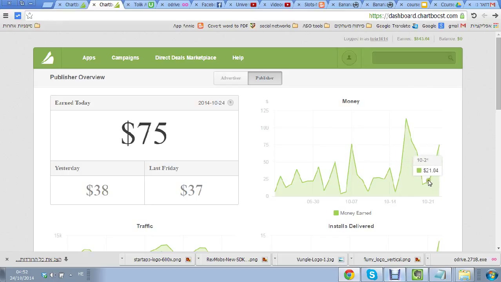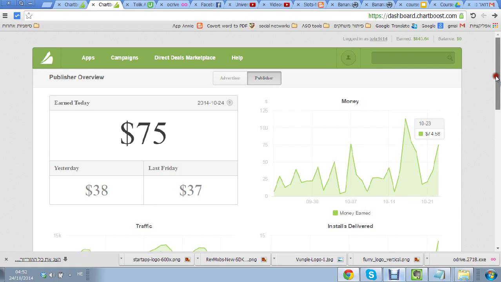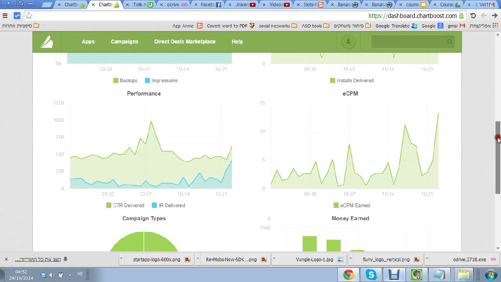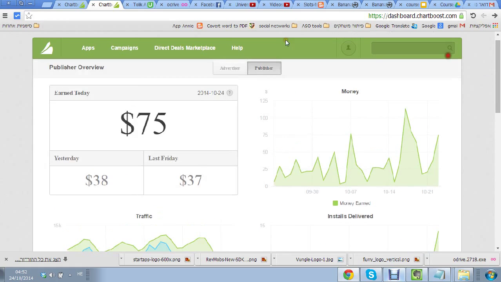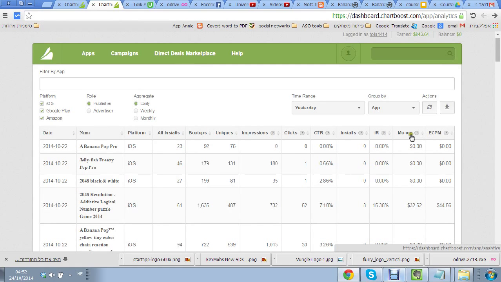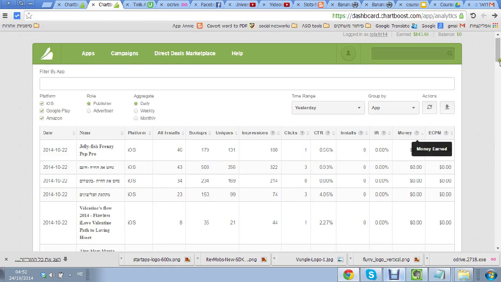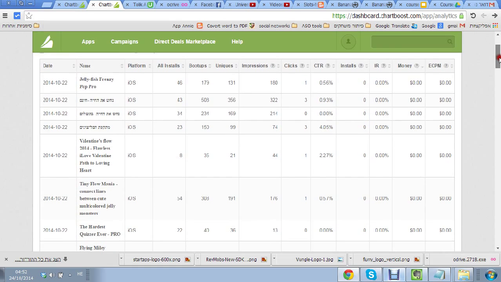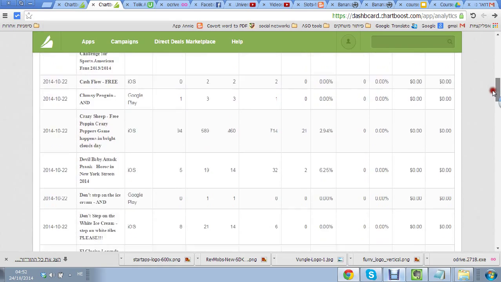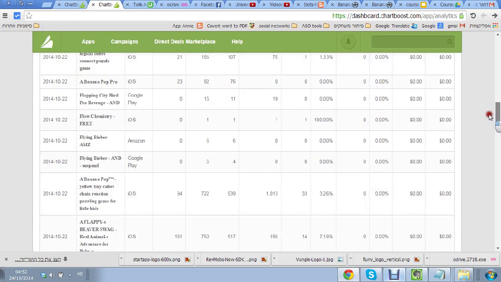Of course, it's not always high because you will understand why. But also the eCPM jumps crazy. And it's not casino apps. All the apps here are very, very old apps, by the way. Very, very old apps. And all the apps here are puzzles, quizzes. Most of the apps are not live.